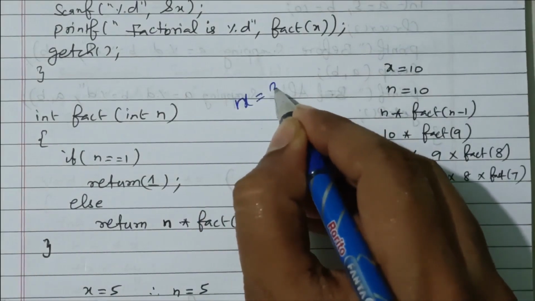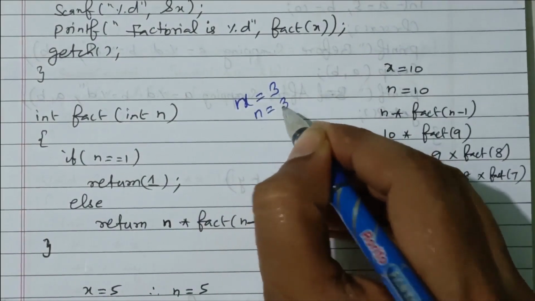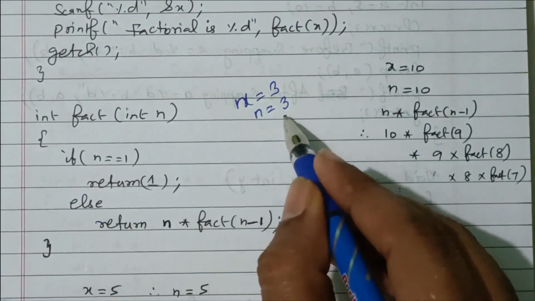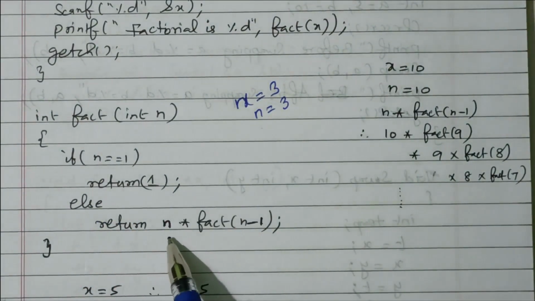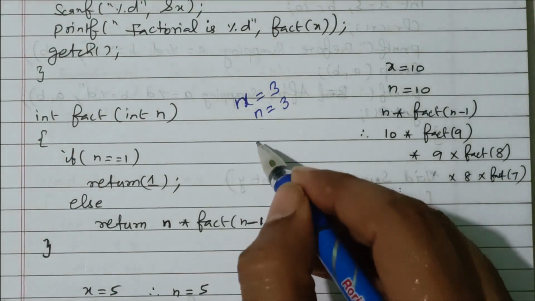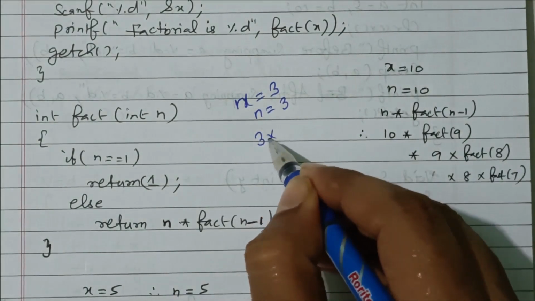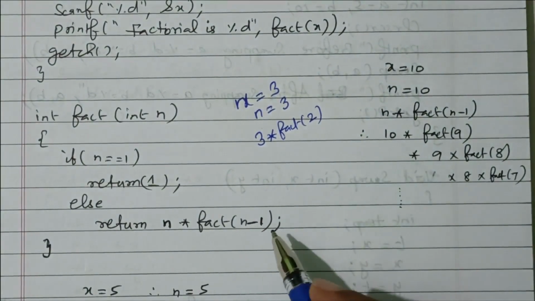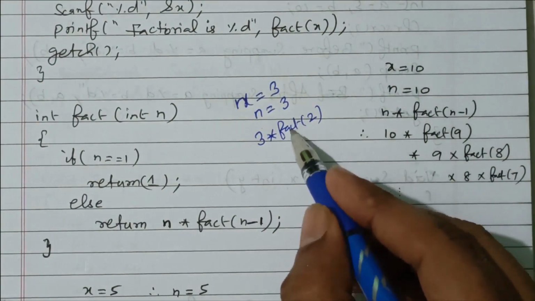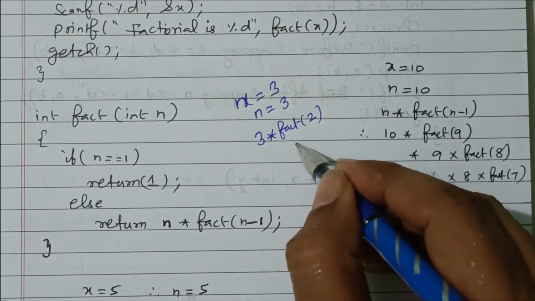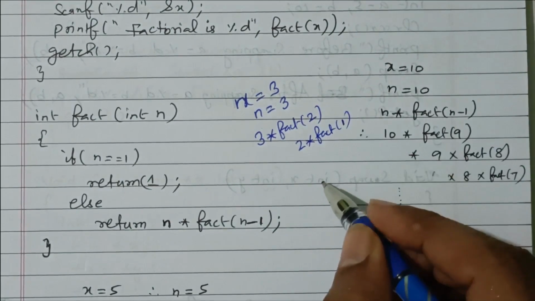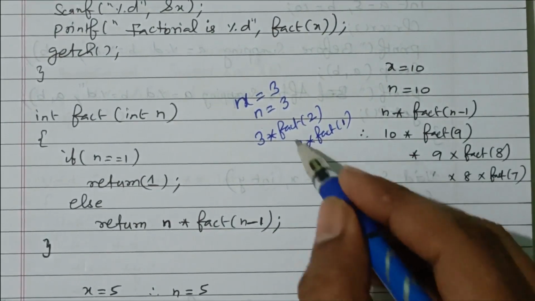X equal to 3 so that n equal to 3. Right? So we will check n equal to 1. It's not 1. N equal to 3. So it will return n into factorial of n minus 1. That is 3 into factorial of 3 minus 1 means 2. Right? So again we are calling this function. That means 2 into factorial of 1. Right? Factorial of 1 means again we are calling the function.